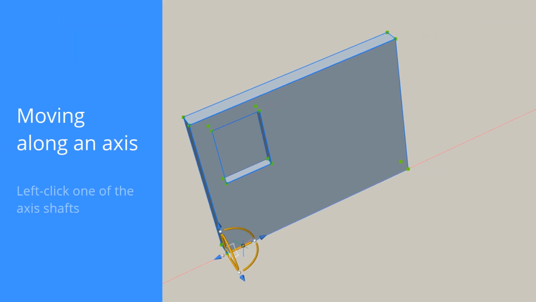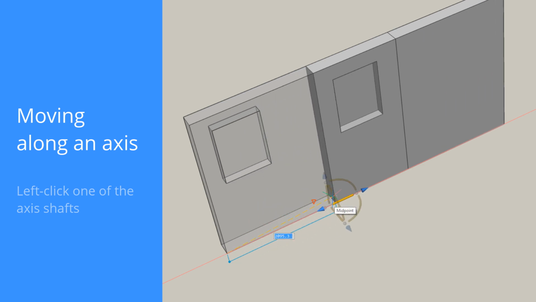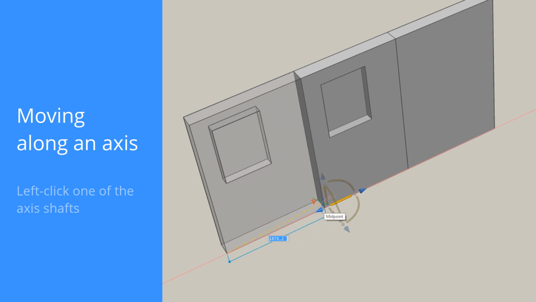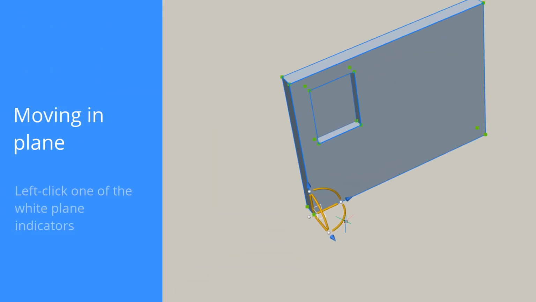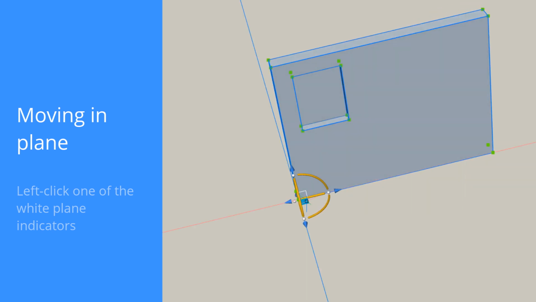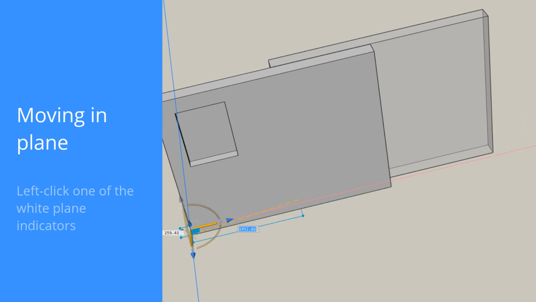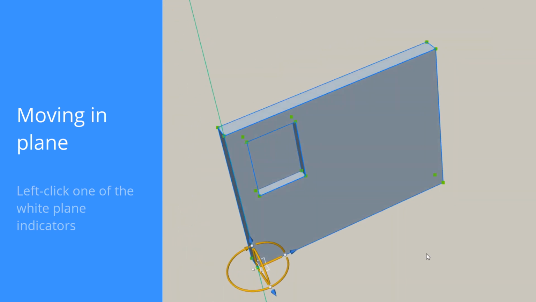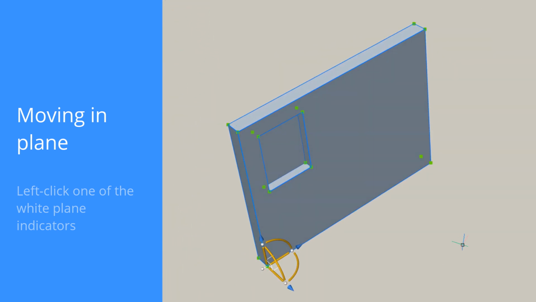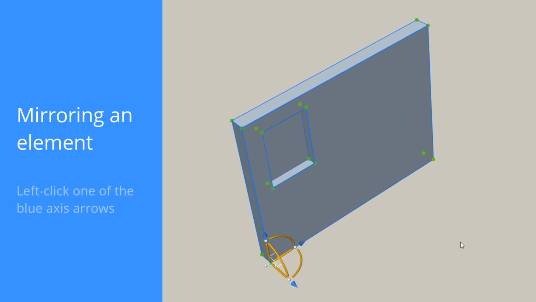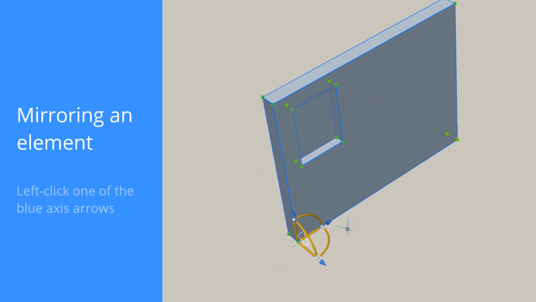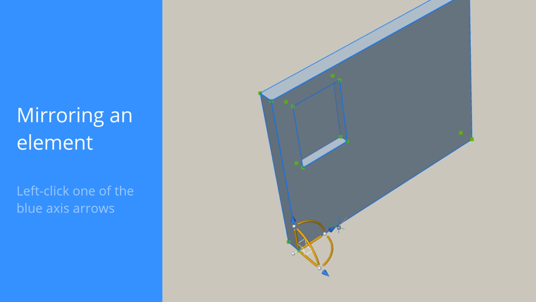Move the cursor onto one of the 3 manipulator axis shafts and left-click for a constrained move along that axis. To move your selection in 2D, constrain to a plane. Left-click one of the manipulator's 3 white plane indicators. To mirror your selected solid, left-click one of the blue axis arrows.